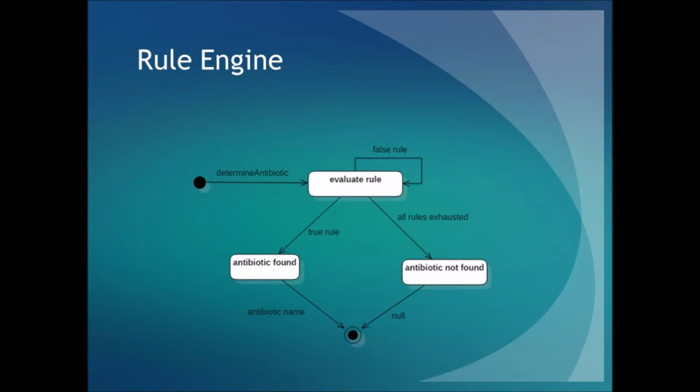The core of our app revolves around the rule engine. This is what determines, based on the patient, what antibiotic should be prescribed. Here we see a state diagram of the process. When determined antibiotic is called, we move to the evaluate rule state. As each rule is evaluated, if it is false, then we keep evaluating. If a true rule is found, then our antibiotic is found and we return the antibiotic name. If all rules were exhausted and no rule was true, then the antibiotic was not found and we return null.